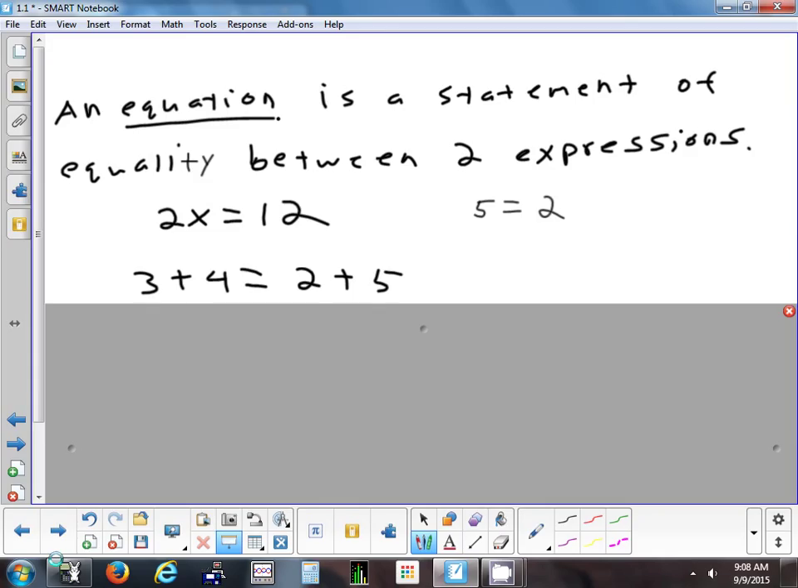These are also equations. 3 plus 4 equals 2 plus 5. That's 7 equals 7. Does anybody remember what kind of equation this is? Begins with an I. Identity. Very good. An identity is an equation that's always true. Sometimes you get those in Algebra 1. 5 equals 2. That's an equation. It's false, but it is an equation. If you ended up with something like this in Algebra 1, that usually means it's an equation you can't solve. These are all examples of equations.